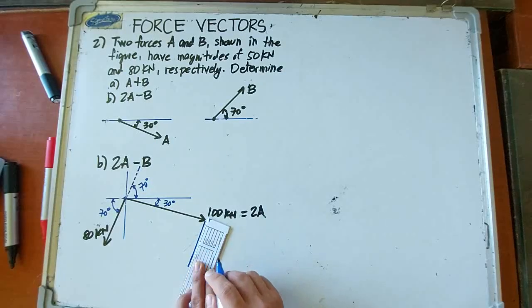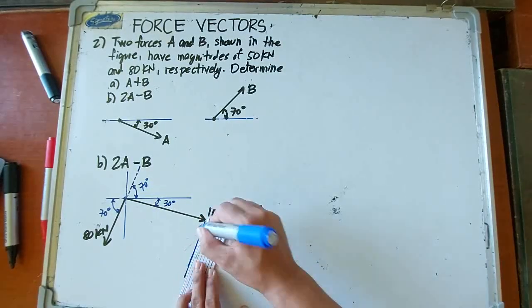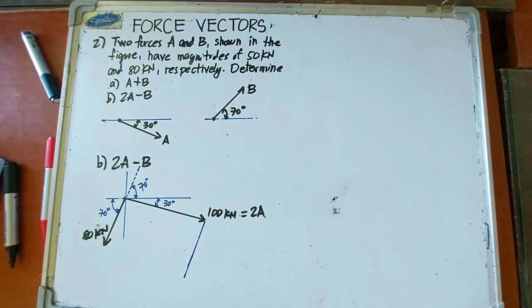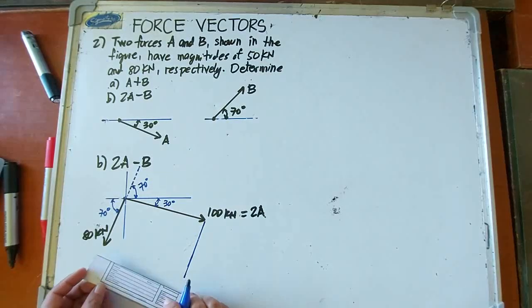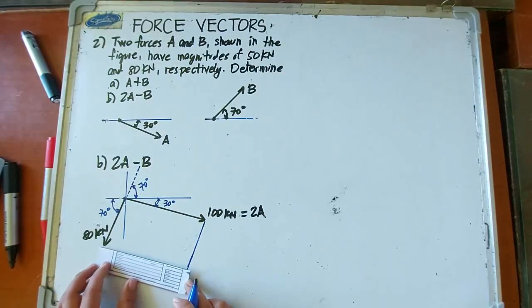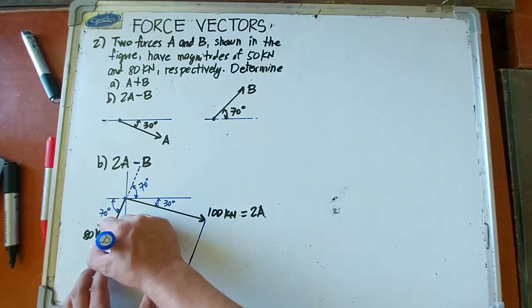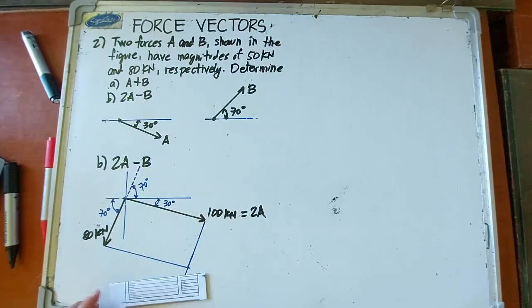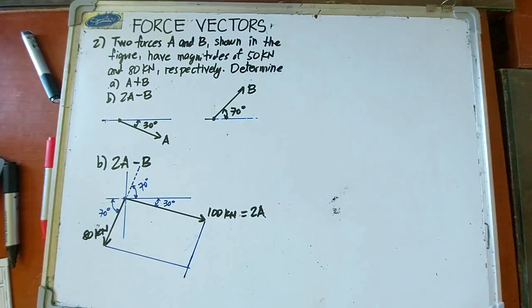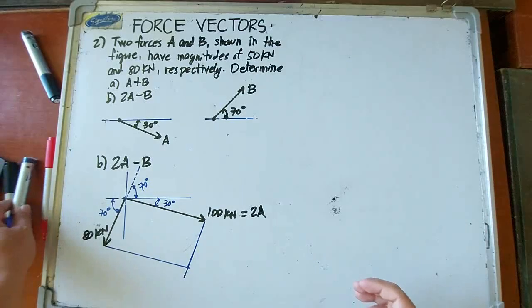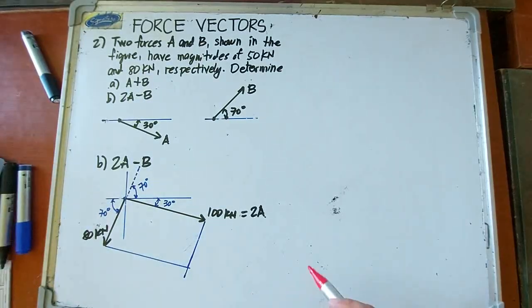I hope it's parallel. Ayan. Mukhang parallel naman. And then, from the head of the 80 kilonewton force, mag-drawing tayo ng parallel line relative to the 100 kilonewton force. Okay. That's it. Nakabuo na tayo ng parallelogram. So, the diagonal would be the resultant force.